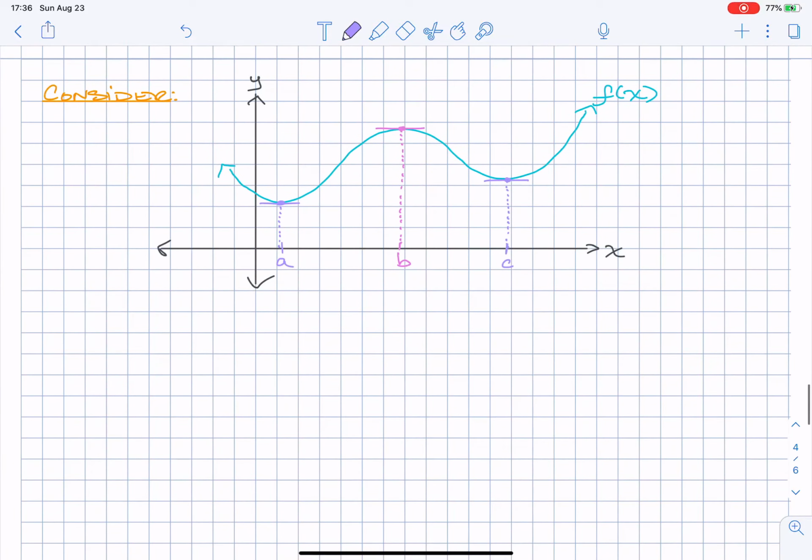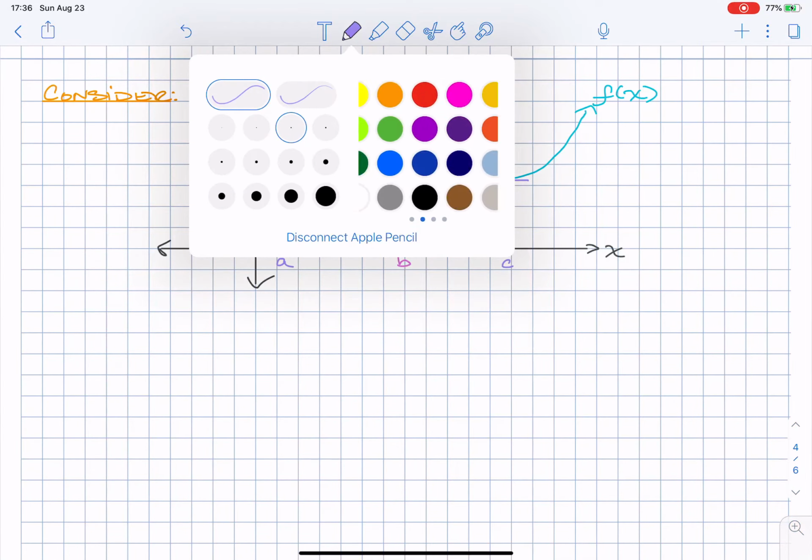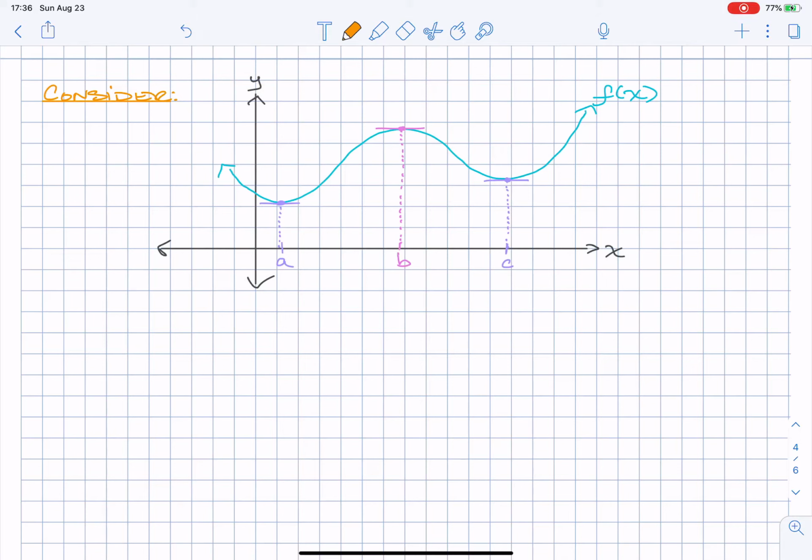So we'll get to the mins and maxes in a moment. But what I'd like to note is that, in reading direction from left to right, I'm going downhill from the left until I get to A. And once again, I'm going downhill between B and C.